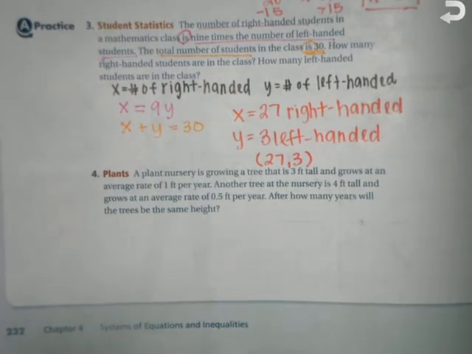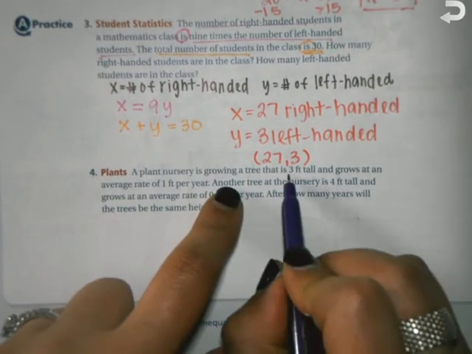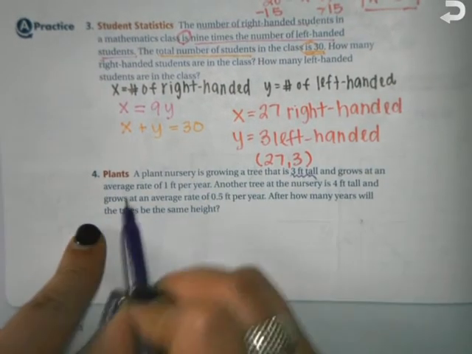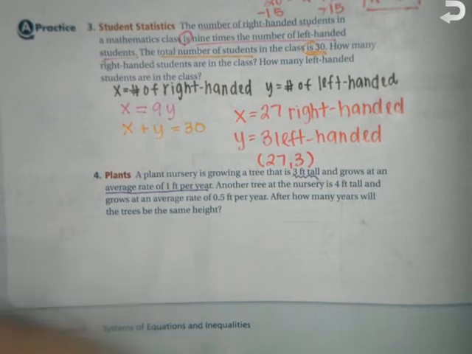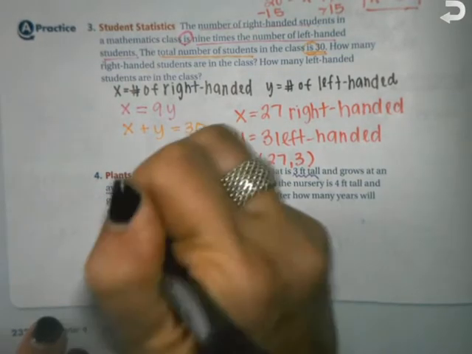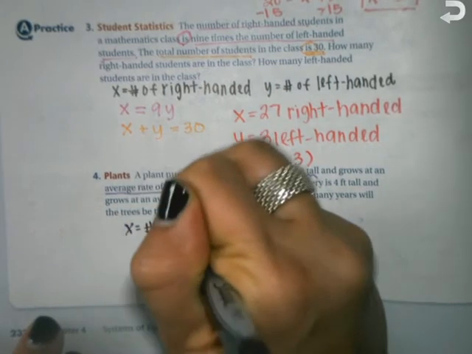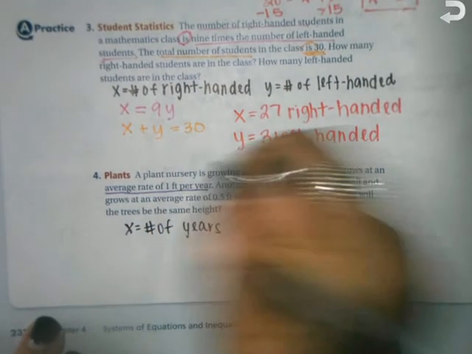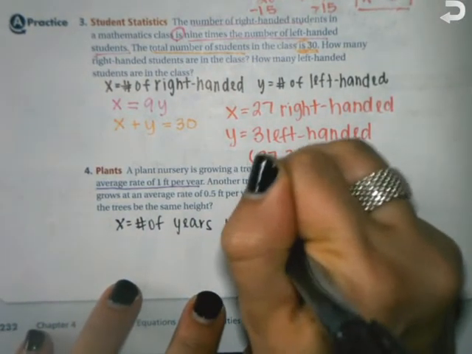The last one should have been pretty easy because it was almost identical to the one we just did. A plant nursery is growing a tree that is 3 feet tall and grows at an average rate of 1 foot per year. So if X is going to be the number of years, what's Y? Total what? Height.